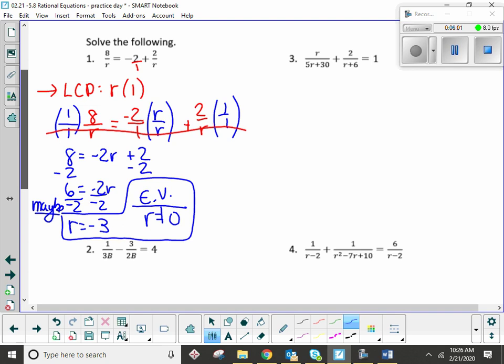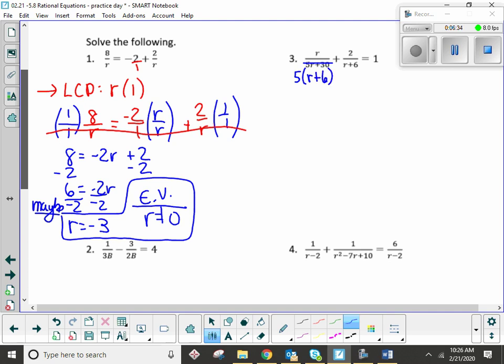All right. So that was a sort of easy one to warm us up. We didn't have to factor any denominators, but on number 3, going to the right, we do have to. Which denominator can be factored there? The 5r plus 30. Its greatest common factor, that's right. So I'm just going to rewrite this as 5 times r plus 6.